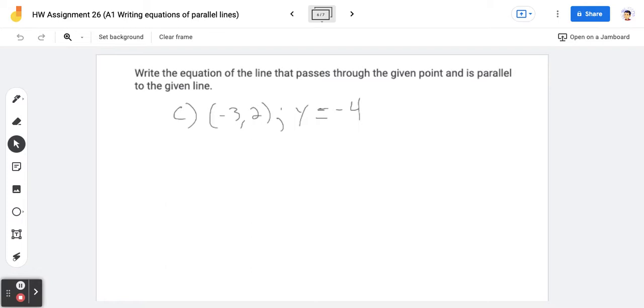So let's go ahead. It's already in slope-intercept form. I do have a slope, actually. It's 0. I don't want to say I don't have a slope. So my x is negative 3. My y is 2. My slope I know is 0. And my y-intercept, I guess I do know what it's going to be, but I'll put a question mark anyway.